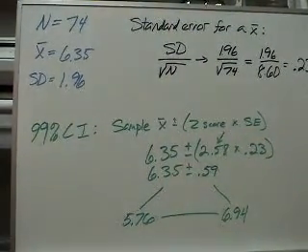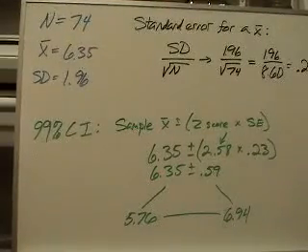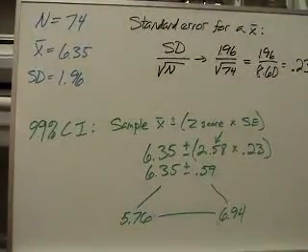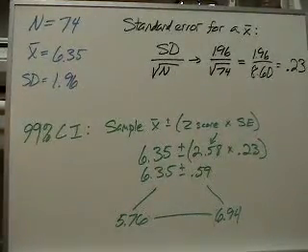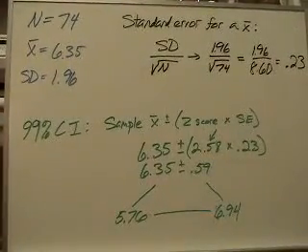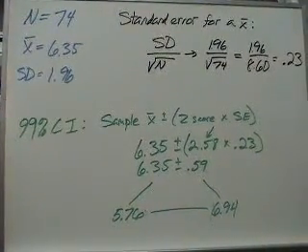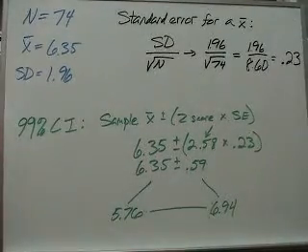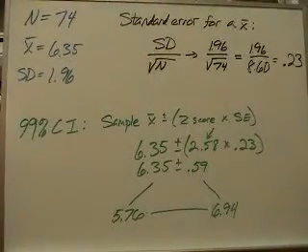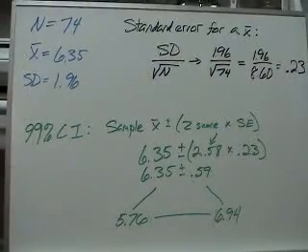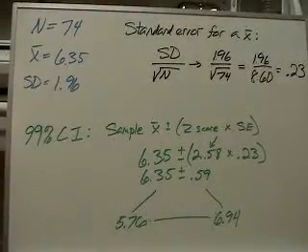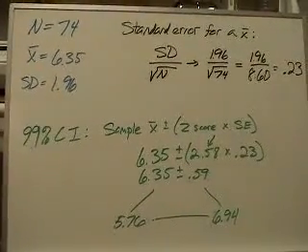Another way of explaining it is to say if we did this survey 100 times with 74 students in that population, in 99 of those cases, we could expect to get a sample mean between 5.76 and 6.94. Either one of those ways that you want to explain it is fine. But that's the process for getting a 99 and 95% confidence interval for a mean.